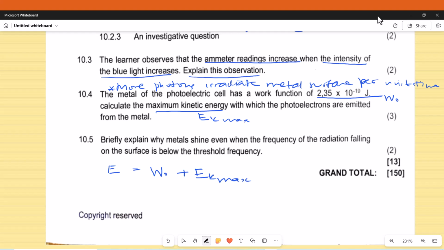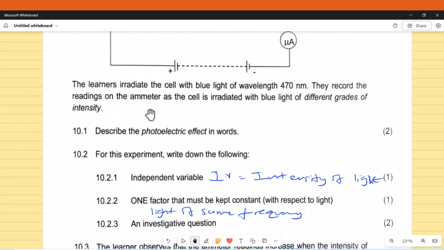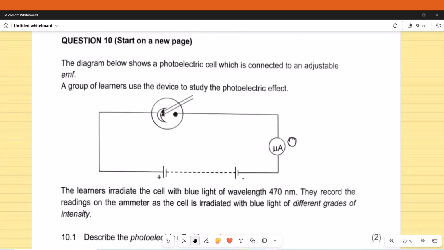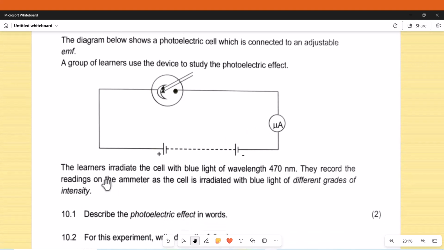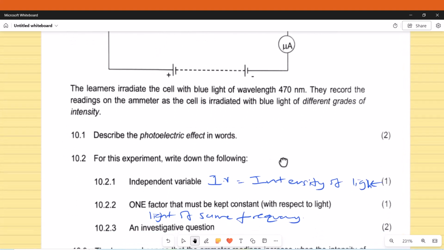Now let's check our question one more time. What do we have in this case? We have the wavelength of the incoming light, 470 nanometers. So we are going to use it to find our energy E, and then later we can find our EK maximum with the work function.